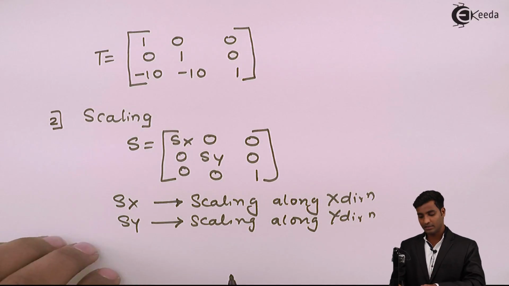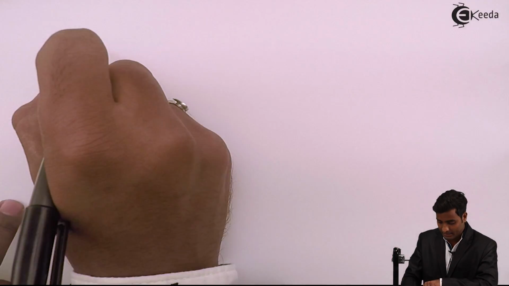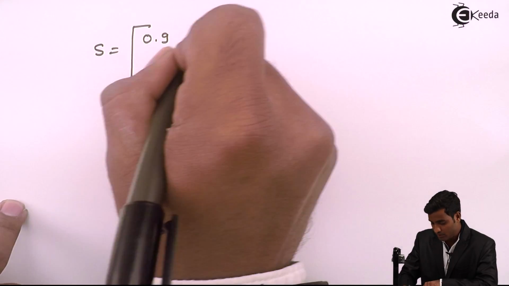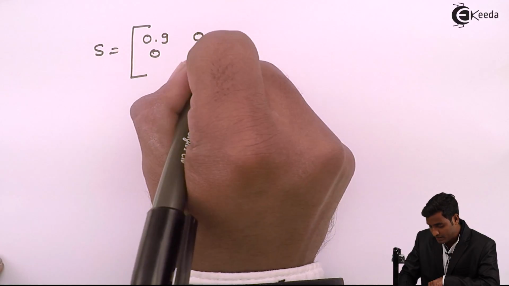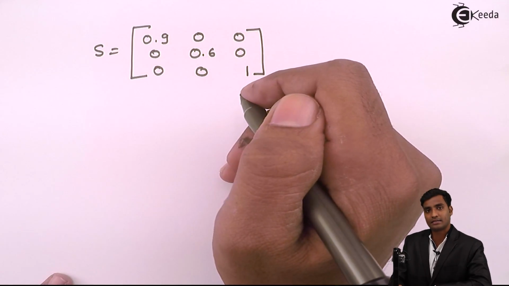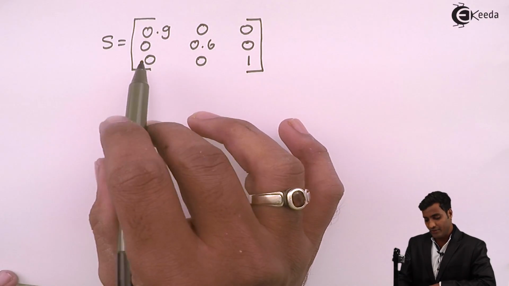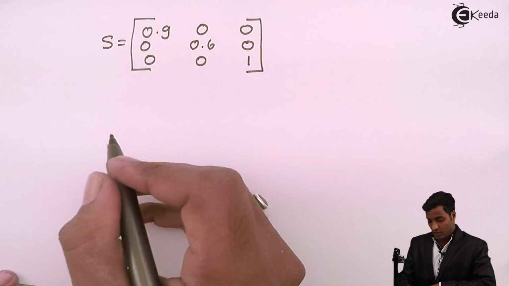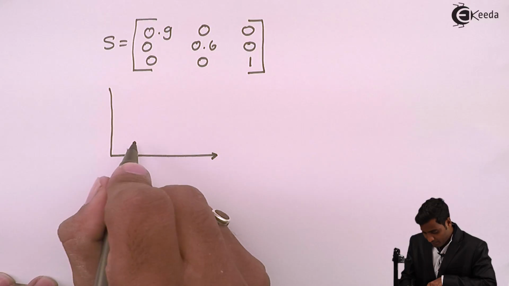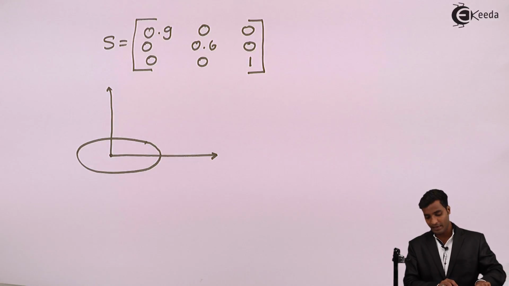So now we will replace the value of Sx and Sy. So we will get the corresponding matrix S as 0.9 0 0, 0 0.6 0, 0 0 1. This is the scaling matrix. So after replacing the values of Sx and Sy, we got the corresponding scaling matrix. After performing scaling, the figure has become an ellipse.